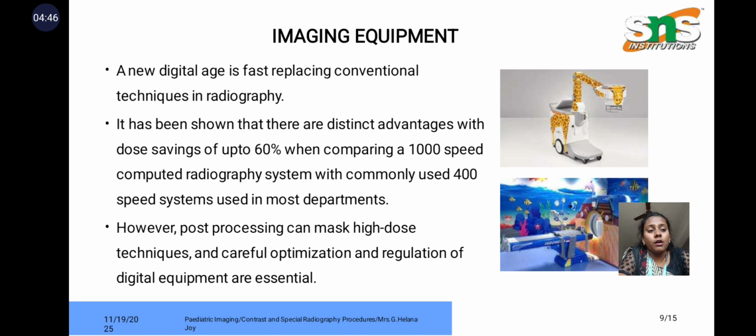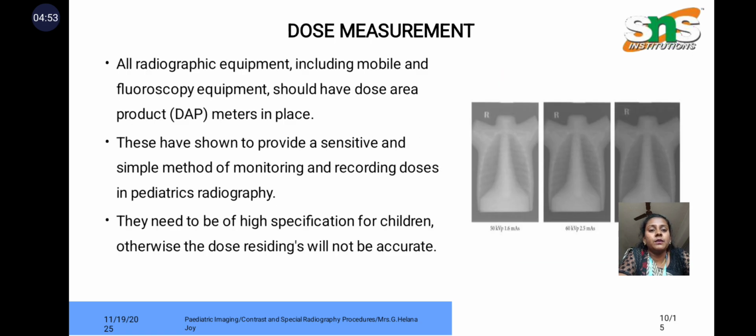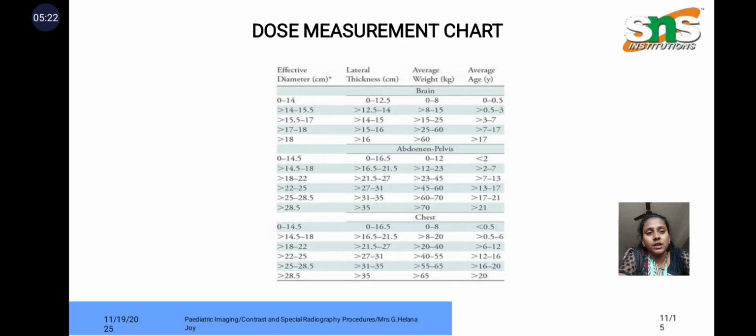So we have to optimize, and we have to ensure that the digital equipment is in order before taking a pediatric X-ray. Dose measurement is done according to the meters in place, and we have to provide a sensitive and simple method of monitoring and recording doses in pediatric radiography. The doses should not be higher than those for the same adult X-rays. So we have to be more accurate while giving radiation exposure to the pediatric patient.